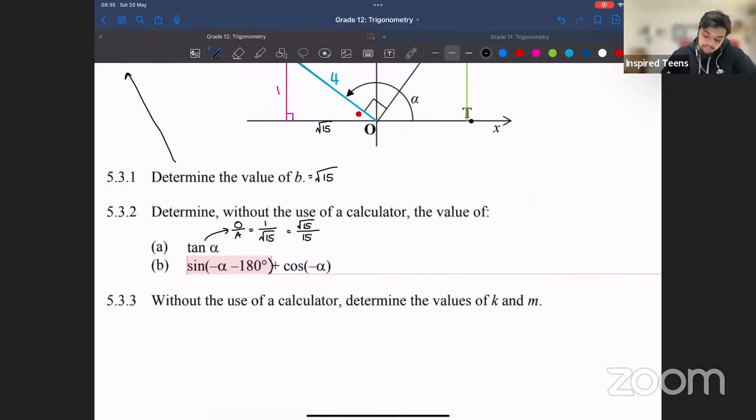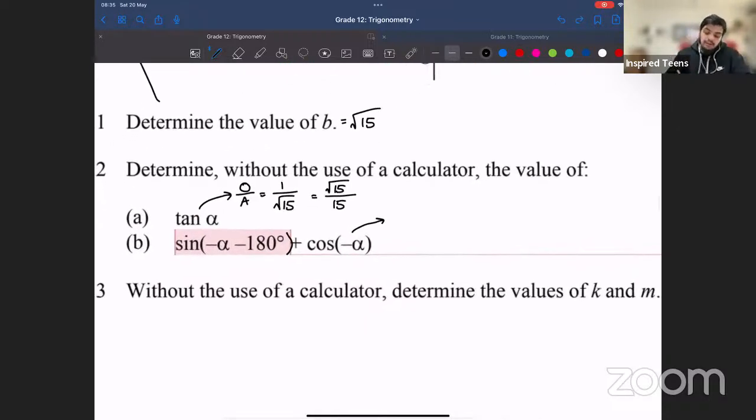Let's look at B. Sine of negative alpha minus 180 plus cos negative alpha. So before we can get an answer for cos alpha, sine alpha, and before we can use our diagram, in this case, we actually have to reduce. But remember, when it comes to reduction, you cannot have a negative angle. So remember the shortcut. We make this positive, and we change both signs basically.